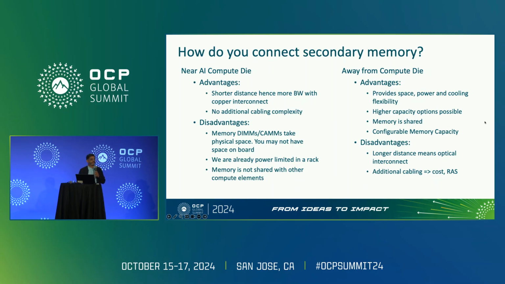Now, there are thoughts here how you want to connect this secondary memory. One option is you put it closer to your compute die. I call it near AI compute die. And the second option is away from the AI compute die. And the pros and cons of each, and we have to choose what suits us. So for example, on near AI compute die, it's a shorter distance, hence more bandwidth. You can live with copper interconnect. No additional cabling complexity, right? From the system point of view, it is cleaner.